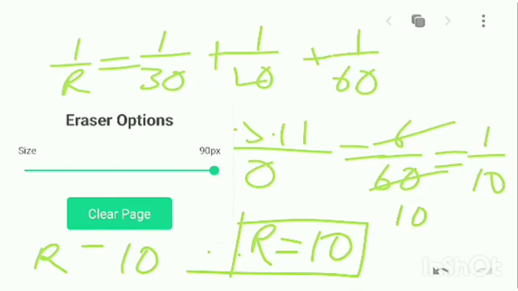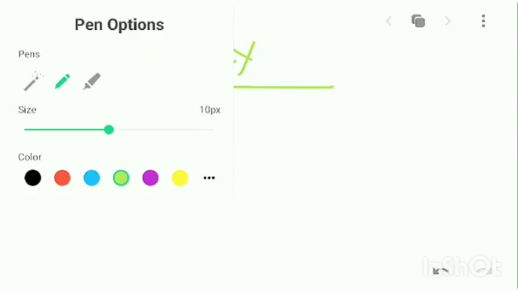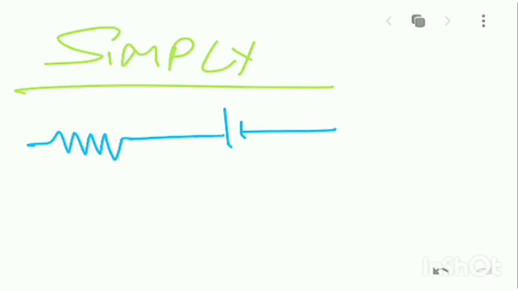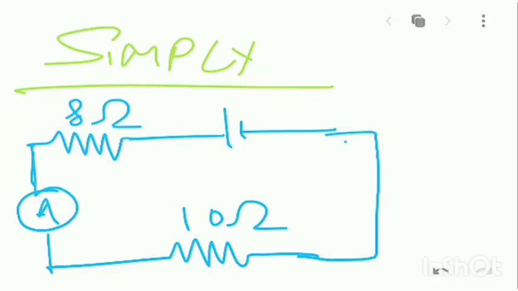So now we can simply draw the simplified circuit. We can draw the circuit with the potential difference from the battery, as usual 1.8 volt. The upper branch was calculated to be 8 ohms. Here is an ammeter to measure the current flow in the circuit. And the lower branch is equivalent to a 10 ohms resistance, which is the parallel combination value of these 3. And the battery is 1.8 volt.